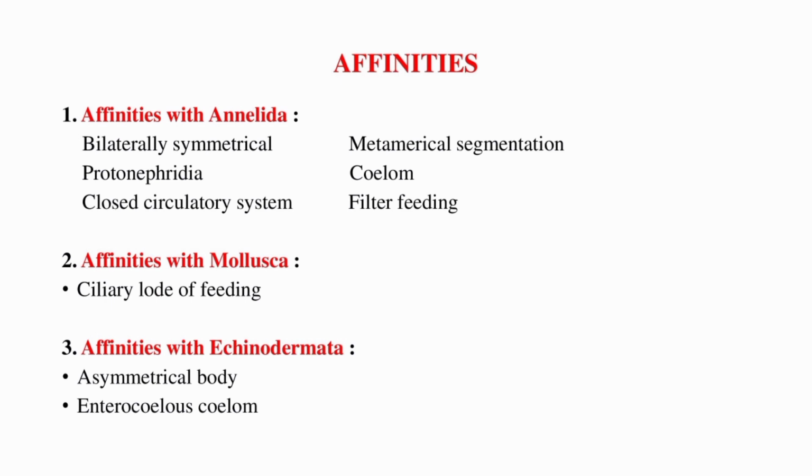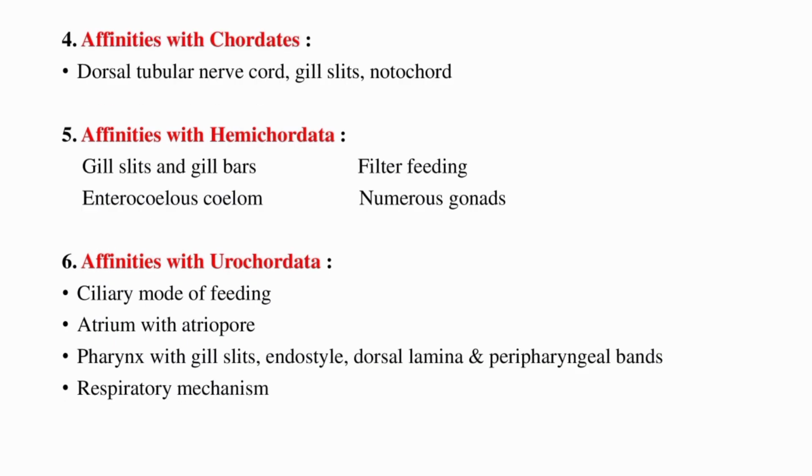Affinities of amphioxus. First one, affinities with Annelida: bilateral symmetry, metameric segmentation, protonephridia, coelom, closed circulatory system and filter feeding. Next, affinities with Mollusca: ciliary mode of feeding. Third one, affinities with Echinodermata: asymmetrical body, enterocoelous coelom. Affinities with chordates: dorsal tubular nerve cord, gill slits, notochord.